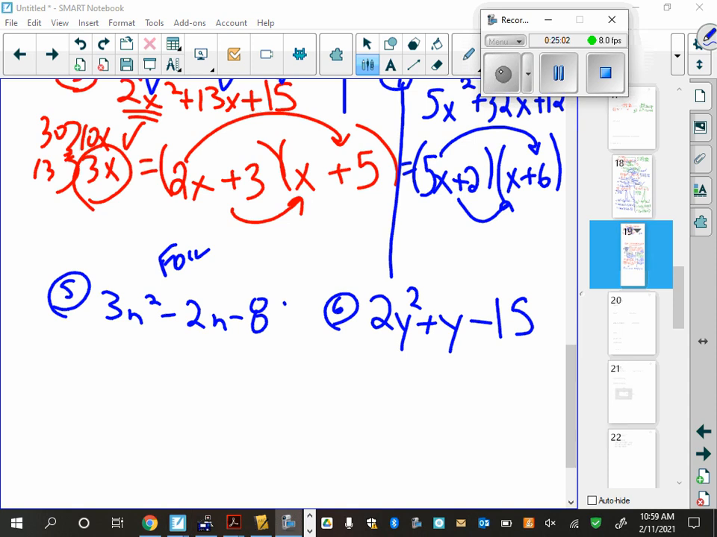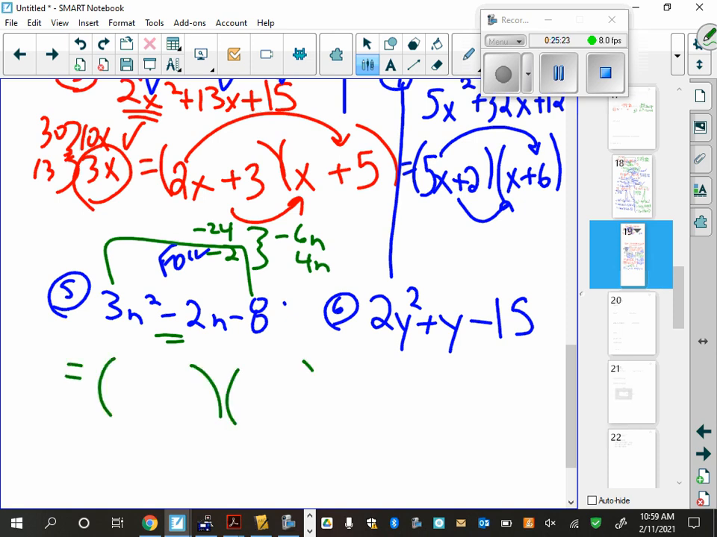Back to me. The numbers are multiplied to negative 24 and add to negative 2. Talk to me. What are your middle terms? Somebody? Negative 6 and 4. Good job. So I need a negative 6n and a 4n. Now I can move on to my next step, which is to create brackets. That's what factor means. And create my 3n squared. And draw my arrows.